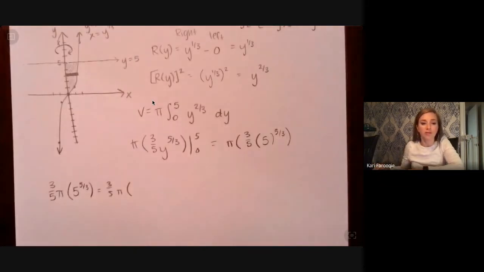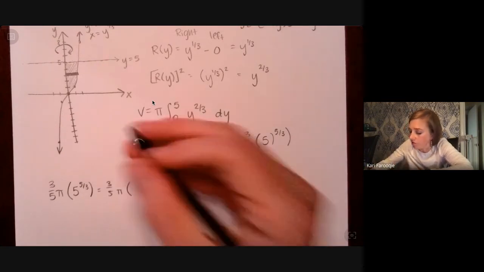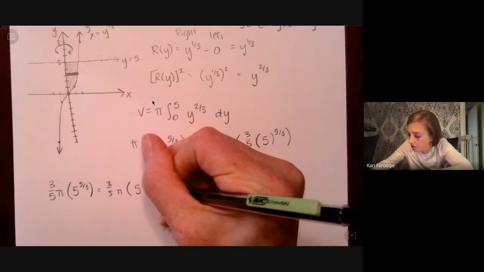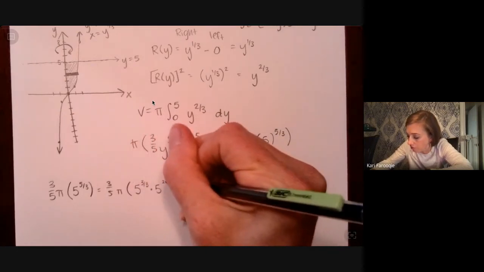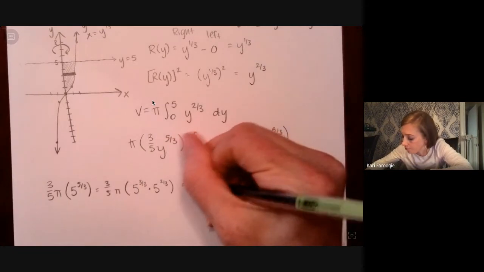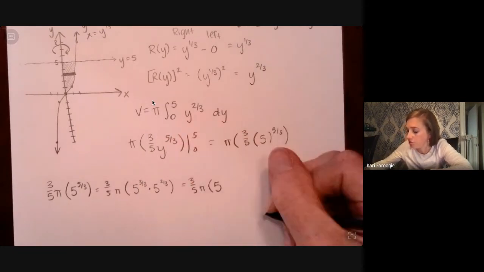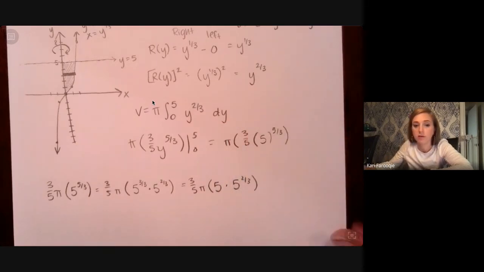Remember, if you have the same base and you're multiplying, you add the exponents. What that means is I could split these up. I could say that this is 5 to the 3/3 times 5 to the 2/3, right? I have the same base and multiplying. I can add the exponents. 3/3 plus 2/3 is 5/3. Well, 3/3 is 1. So 5 to the 3/3 is just 5. And then you have 5 to the 2/3.